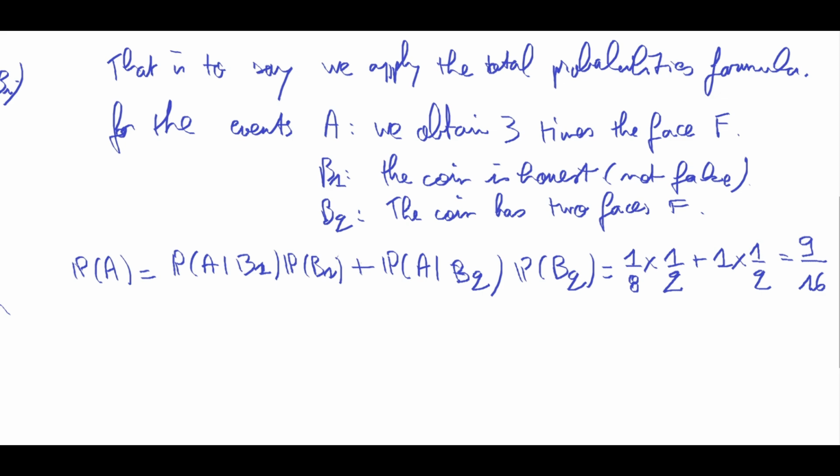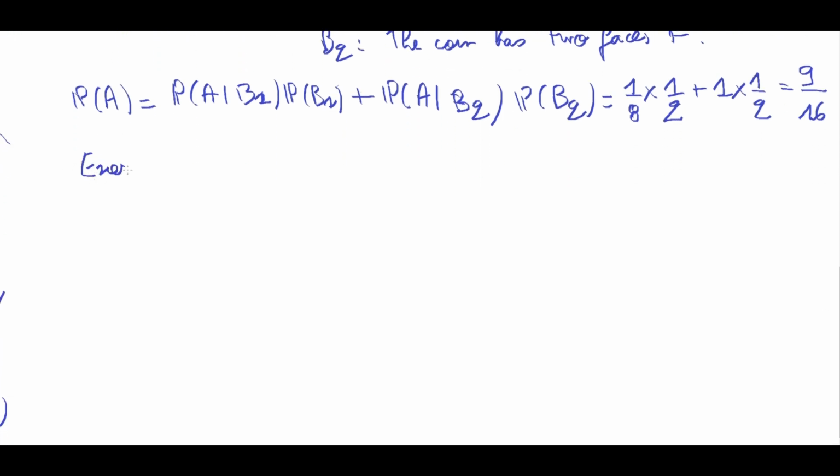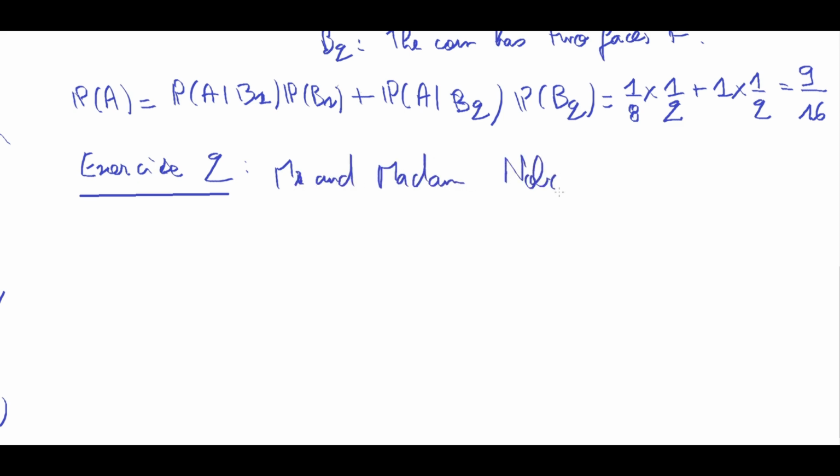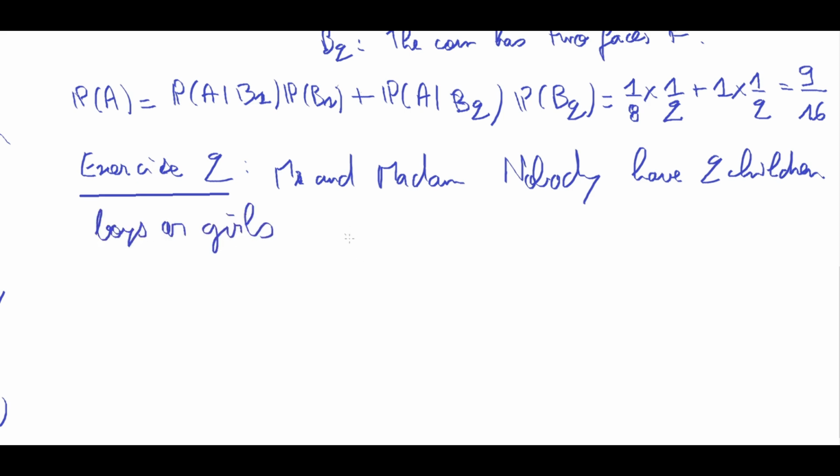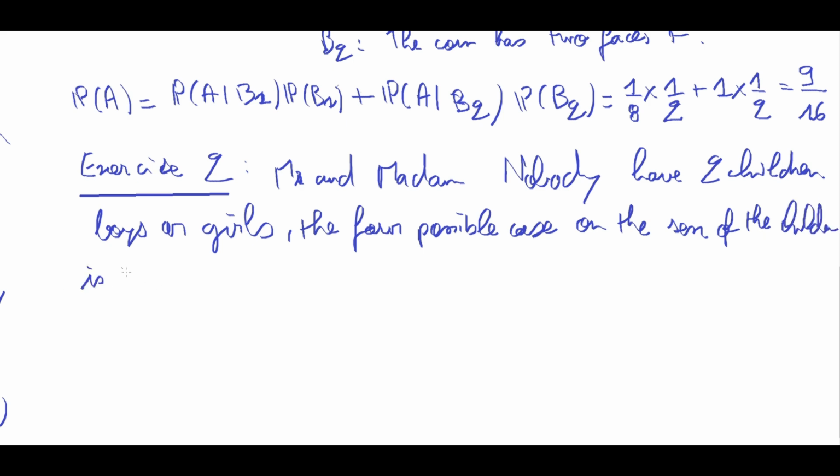Now let's see another exercise. Mr. and Madam Nobody. They have 2 children. Boys or girls. The 4 possible cases on the sex of the children are equally likely. We have uniform probability.